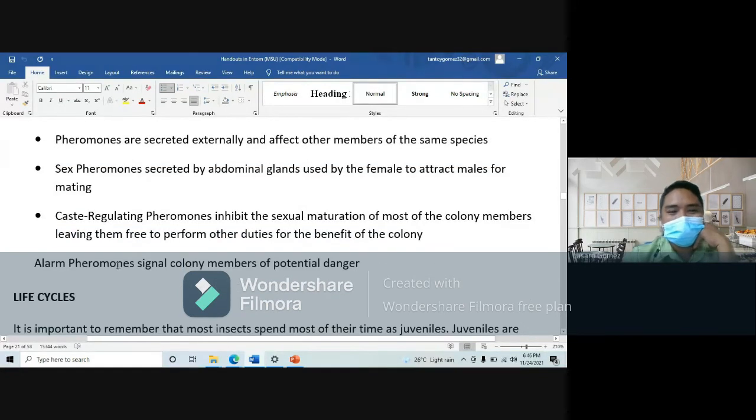We also have the caste-regulating pheromones. Okay, inhibit the sexual maturation of most of the colony members, leaving them free to perform other duties for the benefit of the colony. And then the other one also is the alarm pheromones. Okay, signal colony members of potential danger. It is released as if to say, we are being attacked in this area.